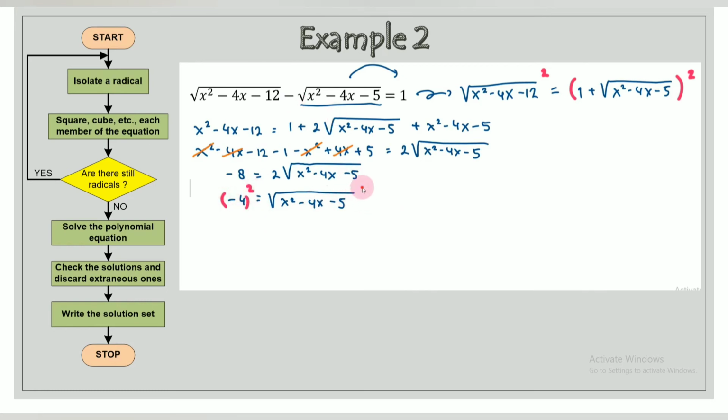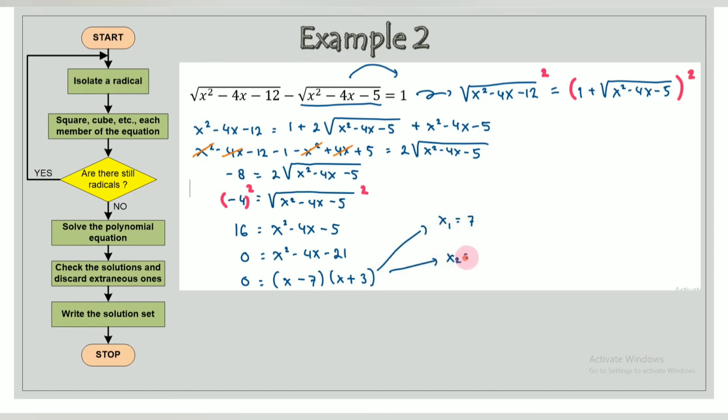Let's square both sides, and then we have 16 equals, this one is cancelled, x squared minus 4x minus 5. Because this is quadratic, make one side into 0, so we have minus 21. Since it can still be factored, let's factor it. X minus 7 times x plus 3. So we have two possible values of x, although just keep in mind that we pretend we don't know that these are not the solutions. So 7 and negative 3. Now let's check that in the original equation.